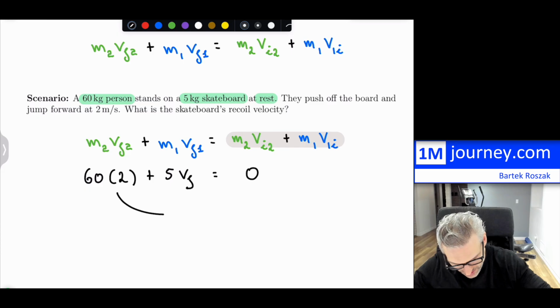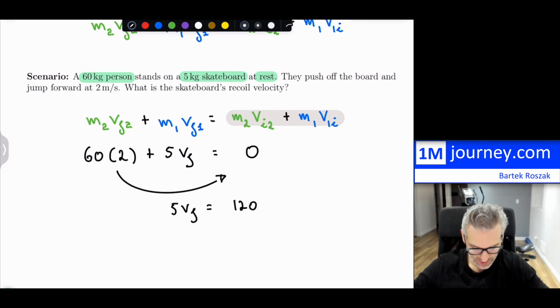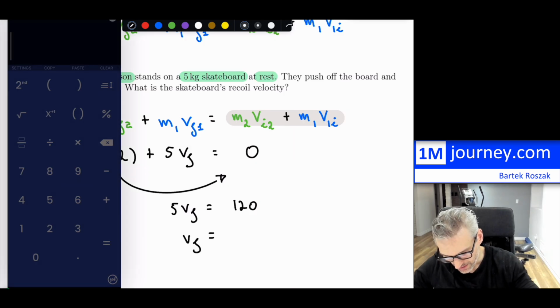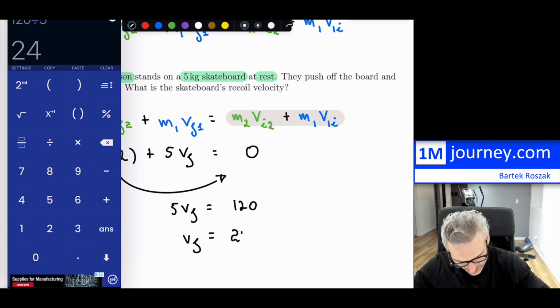So now notice this can switch over to the other side. So you're going to get this: 2 times 60 is 120 right there. And then 120 divided by 5, which is going to be VF. So we can take that in. So 120 divided by 5, which is 24 meters per second.